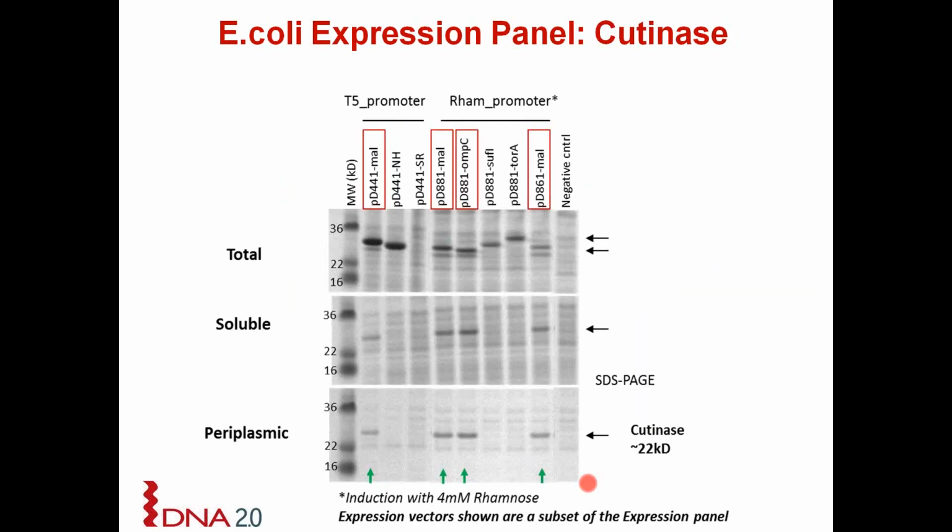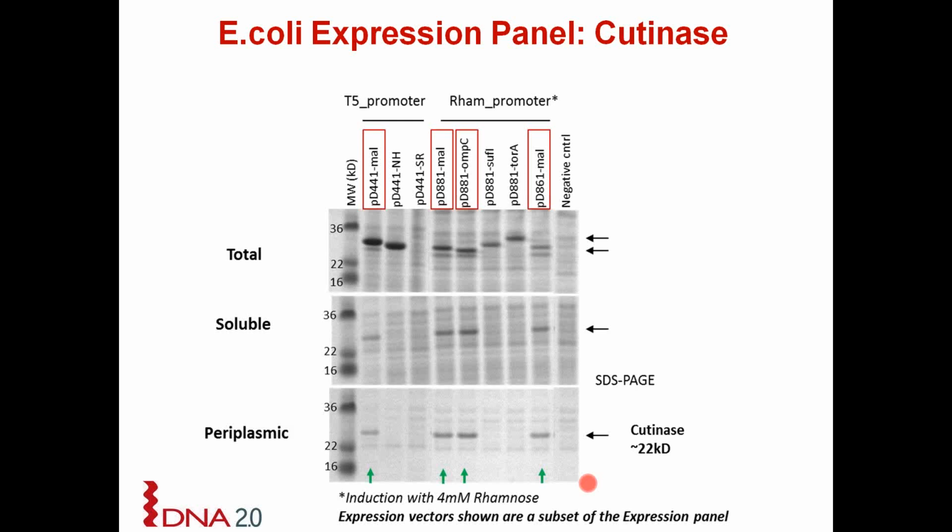And here's just another quick case study where we looked at cutinase. And here I'm showing a subset of the data from the expression panel. And what we did was cultures were induced by addition of rhamnose in 3 concentrations, and we ran uninduced cultures as the negative control, as you can see at the end of the gel. And as you can see in the gel, there are clear differences in expression and processing of the cutinase protein with different secretion signals in the periplasmic fractions, which is shown by the green arrows.